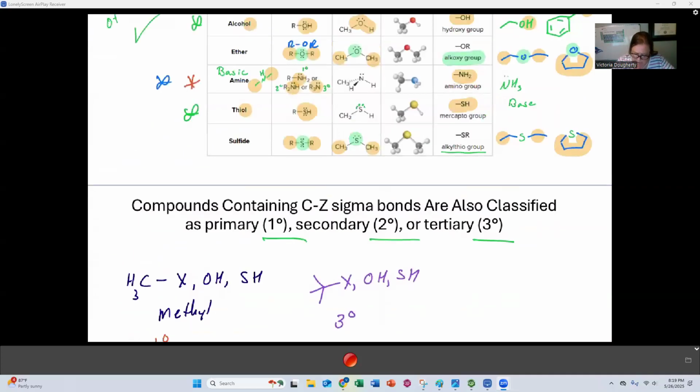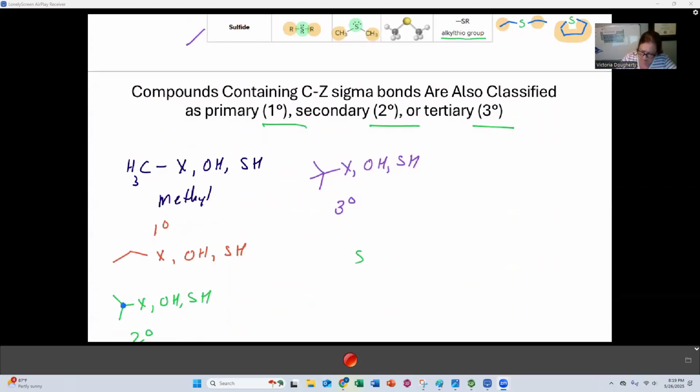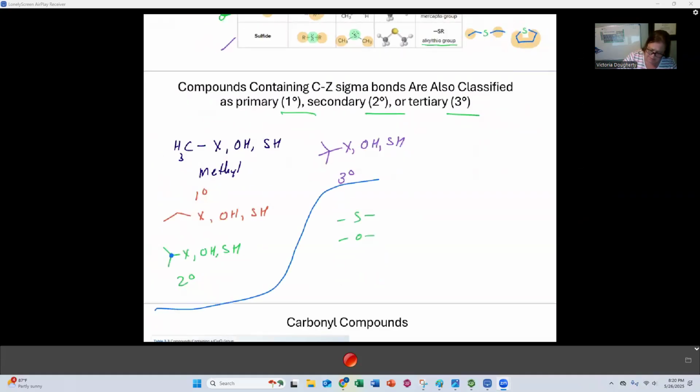We don't do this for ethers or sulfides because why? Well, oxygen and sulfur form two bonds. So it doesn't matter if you have a sulfur in the middle or an oxygen in the middle. We all know that they're only going to form one bond. Whereas amines, it's a little different. Instead of looking at how many carbons the carbon attached to the heteroatom is, which is what we do over here, with these guys we look at the carbon the heteroatom is attached to.